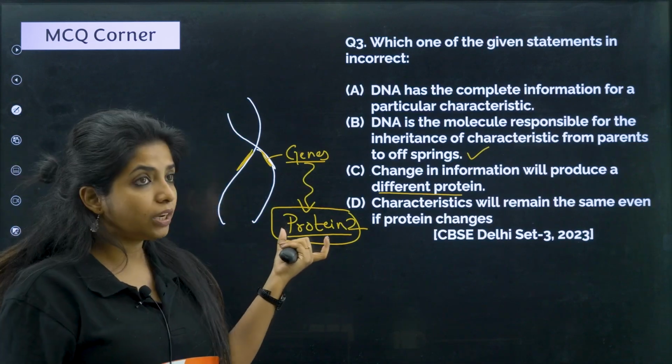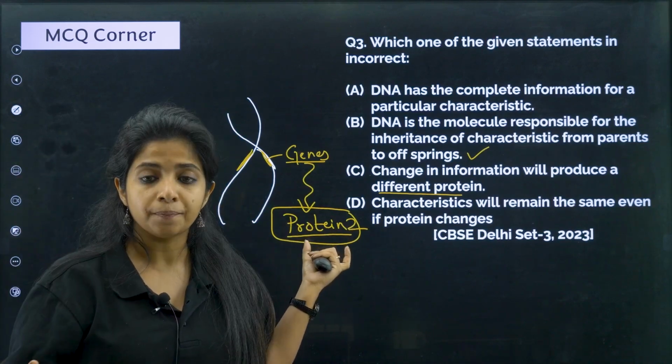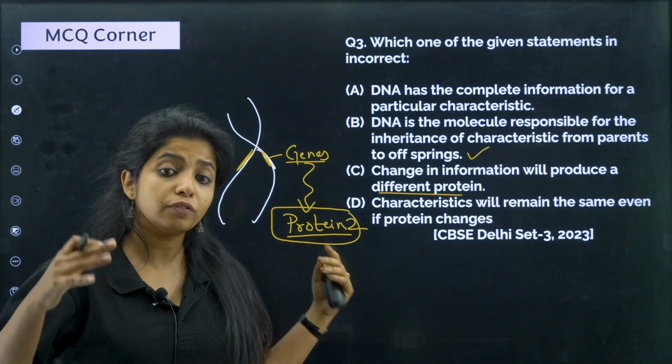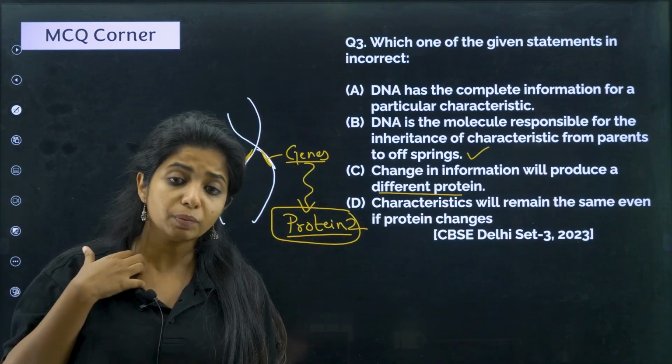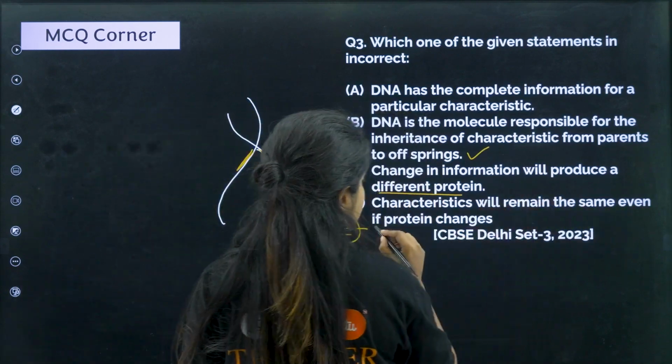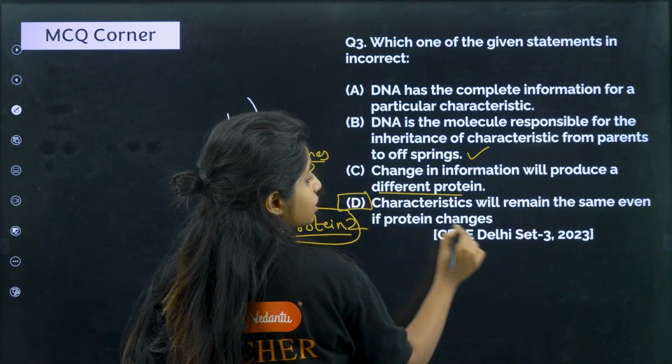No. Probably this protein might be coding for a high amount of melanin, which is why my skin color will be dark. If there was a protein coding for less melanin, my skin shade would be lighter. So the character is being changed. So "characteristics will remain the same even after protein changes" is a wrong statement.